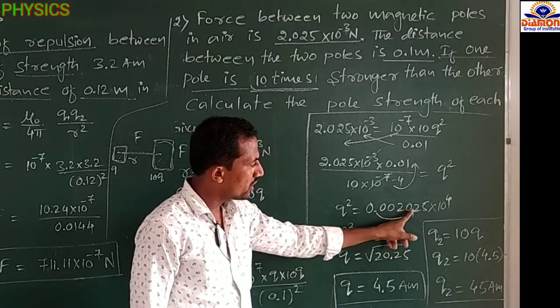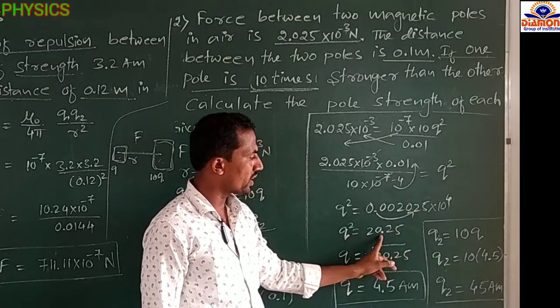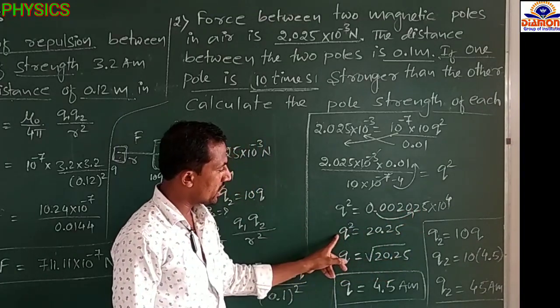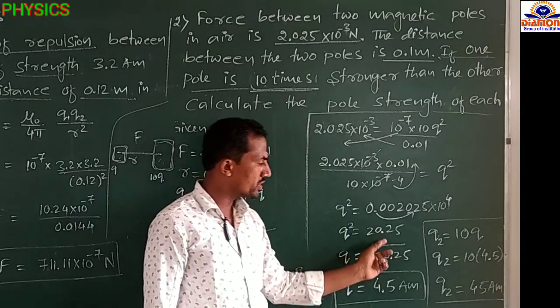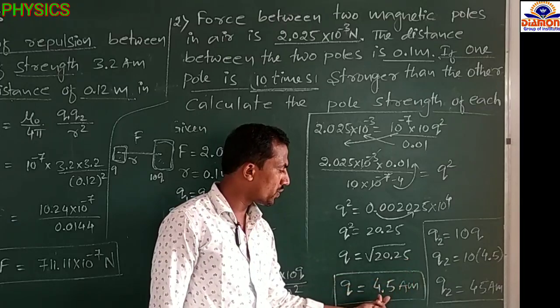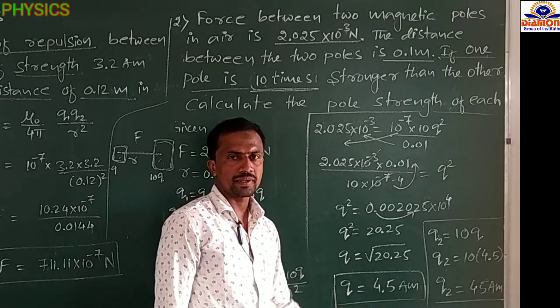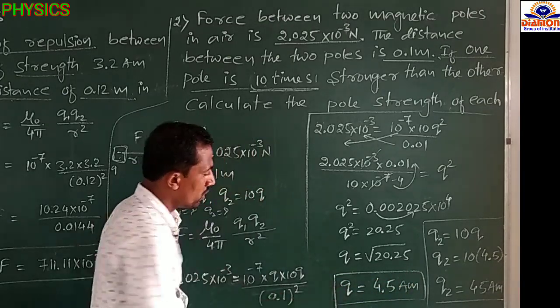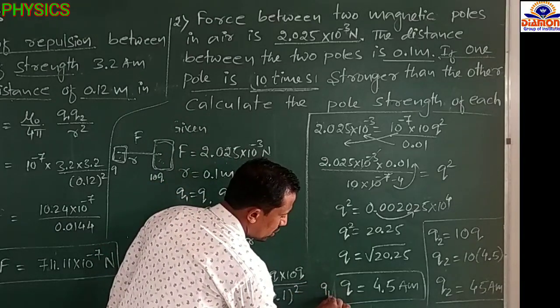Then what is the value? 20.25. This is a square. If the square is removed, this value comes under the root. The root of 20.25 means 4.5 ampere. This is the value of Q, or we can also write Q1.